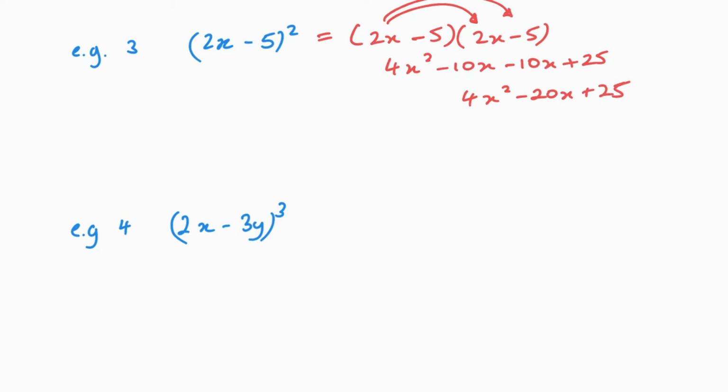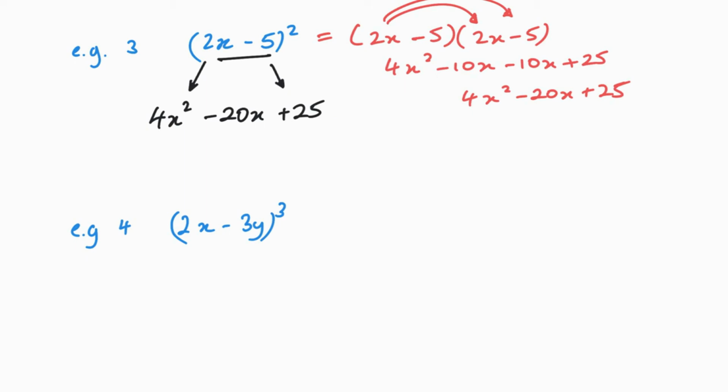What you want to do is get used to this, so when you're doing this, it's quite simple. Square the first one, 4x squared, and then it's twice the product. So 2x times minus 5 is negative 10x, times by 2, negative 20x, and then square the last term. Minus 5 squared is plus 25. And that's what you've got to do if you want to speed it up. So you square the first term, you square the last term, and you are doubling the product.